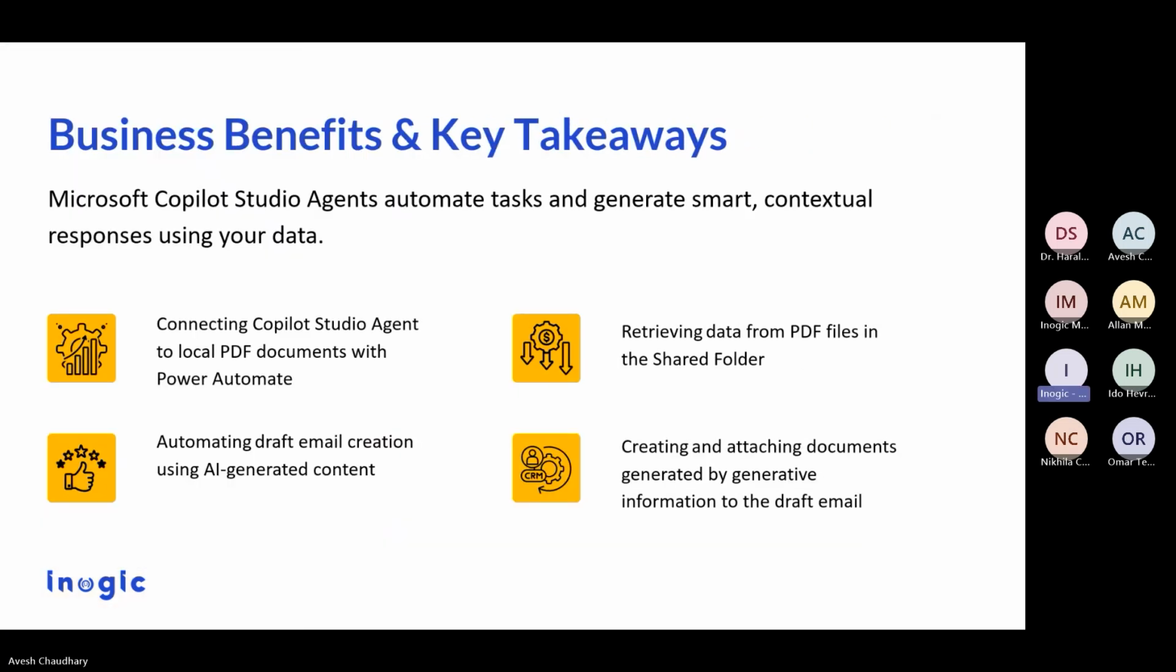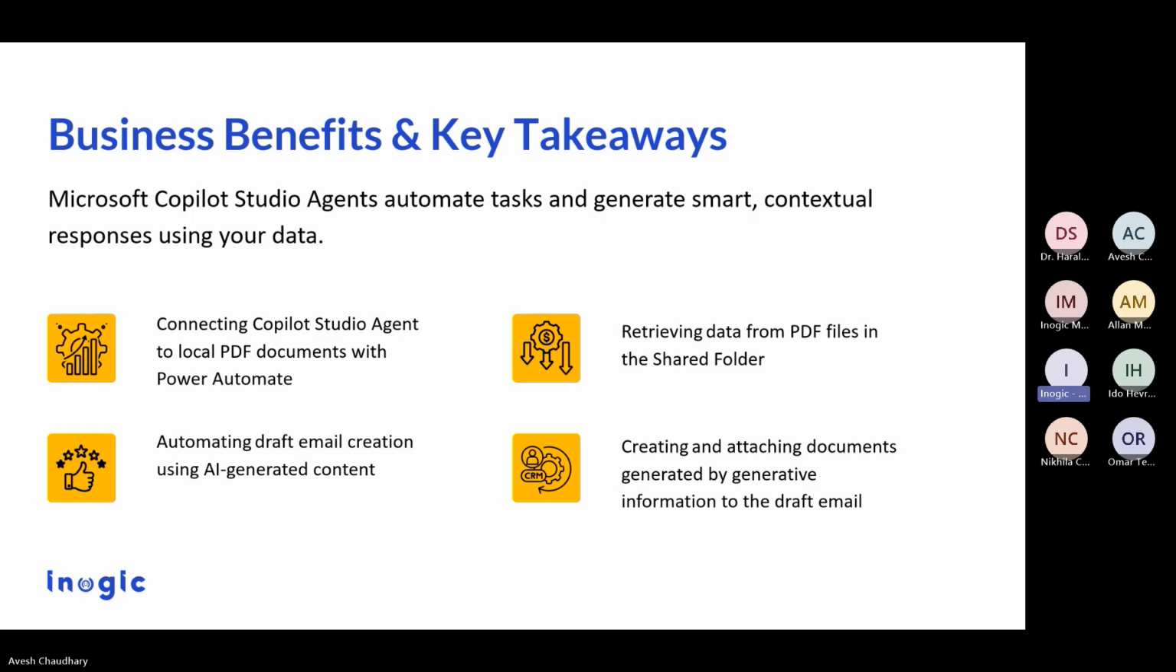Now, coming to the key takeaways of this webinar, as a part of this session, I'll be walking you through how Copilot Studio agents can be configured to work with Power Automate in real world scenarios, such as retrieving data from PDF files, using AI to draft emails, and attaching the right documents to those emails automatically. Well, these are the end to end capabilities we are aiming for.